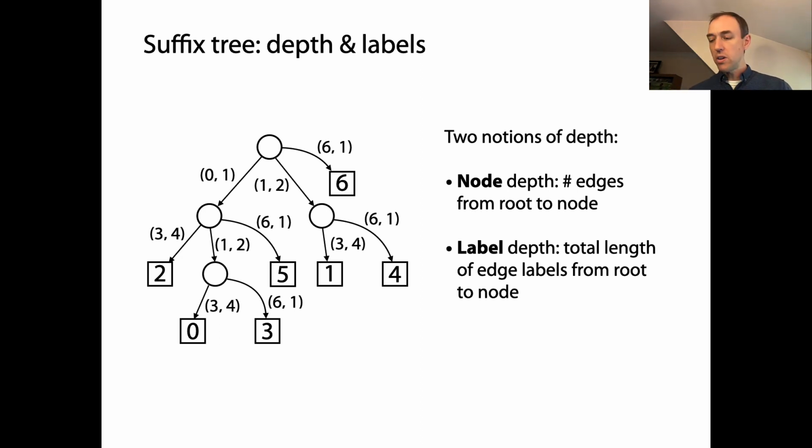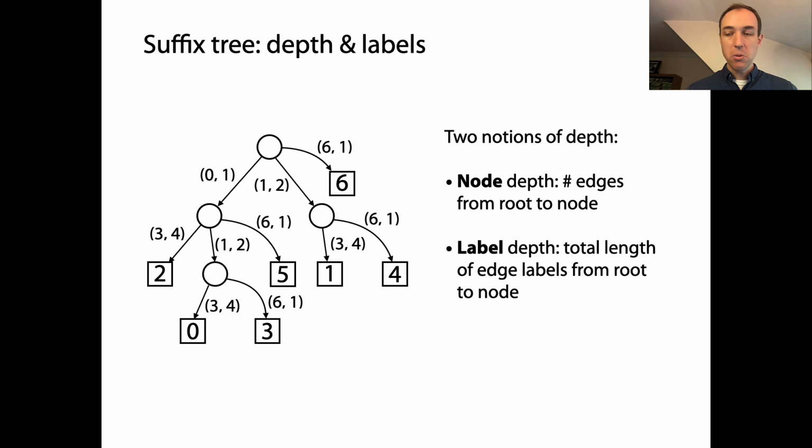We can talk about the node depth, right? So that's just purely the depth in terms of how many edges would I have to cross to get to that node starting at the root. So this would be at depth 0. These would be at depth 1. These would be at depth 2. These would be at depth 3.